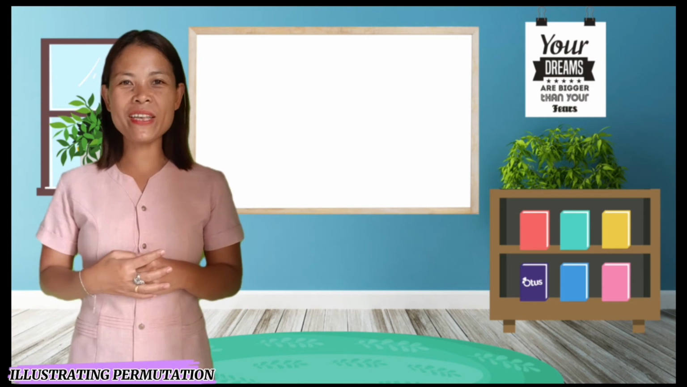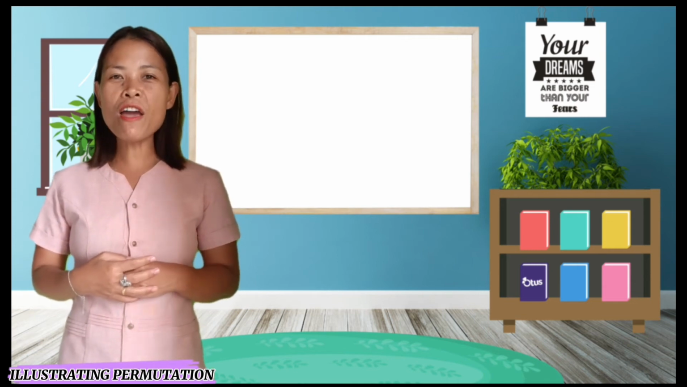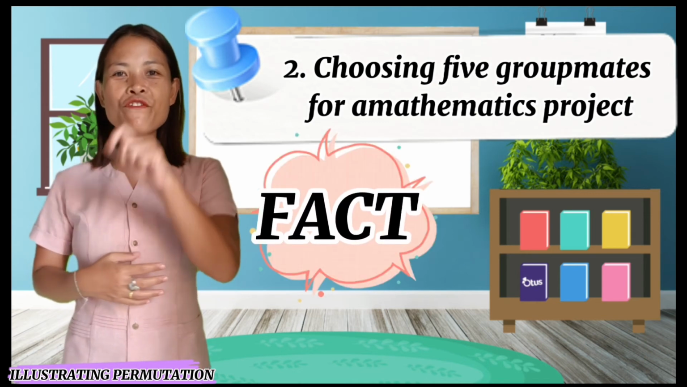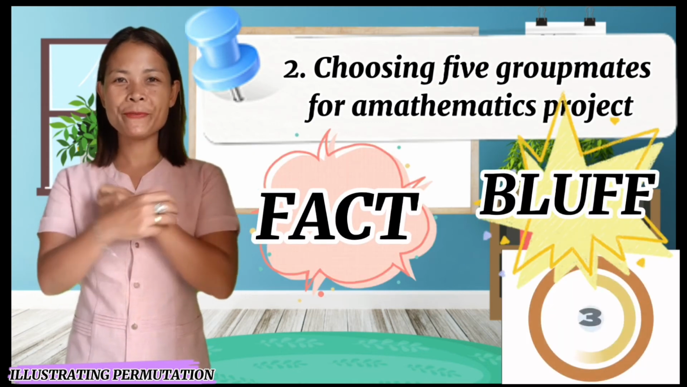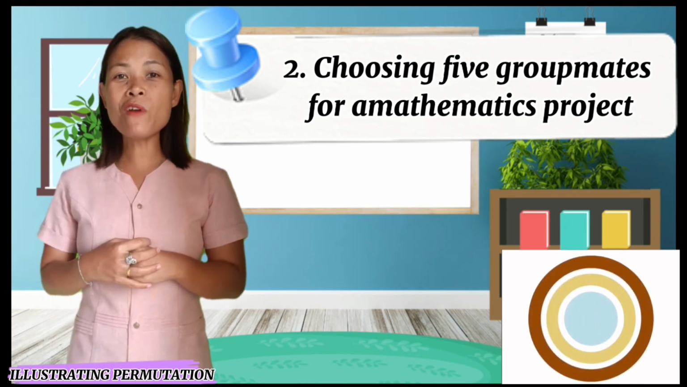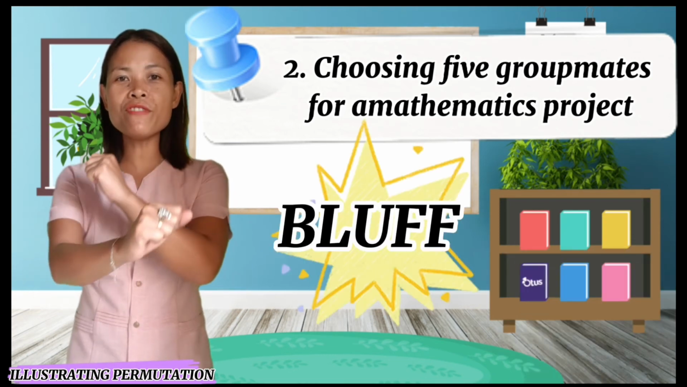For the second question, choosing 5 groupmates for a mathematics project. Is it a fact or a bluff? You are right. That is bluff na bluff.